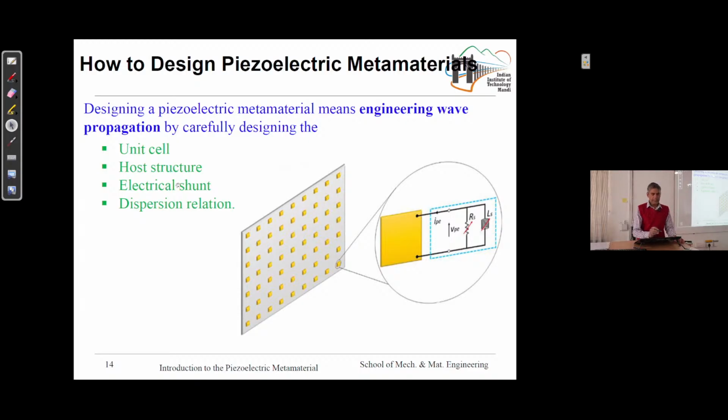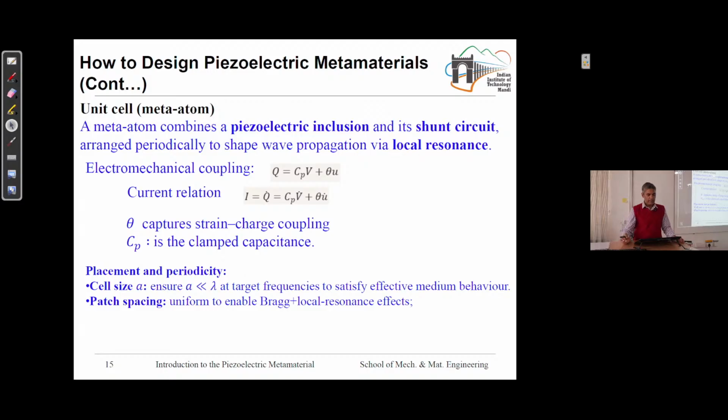Basically, unit cell means designing this patch, right? Of course, the shape: whether it should be square, it may have a triangular shape, or even as you wish. So basically, when we say piezoelectric metamaterials, they also have this electromechanical coupling. So we have this charge.